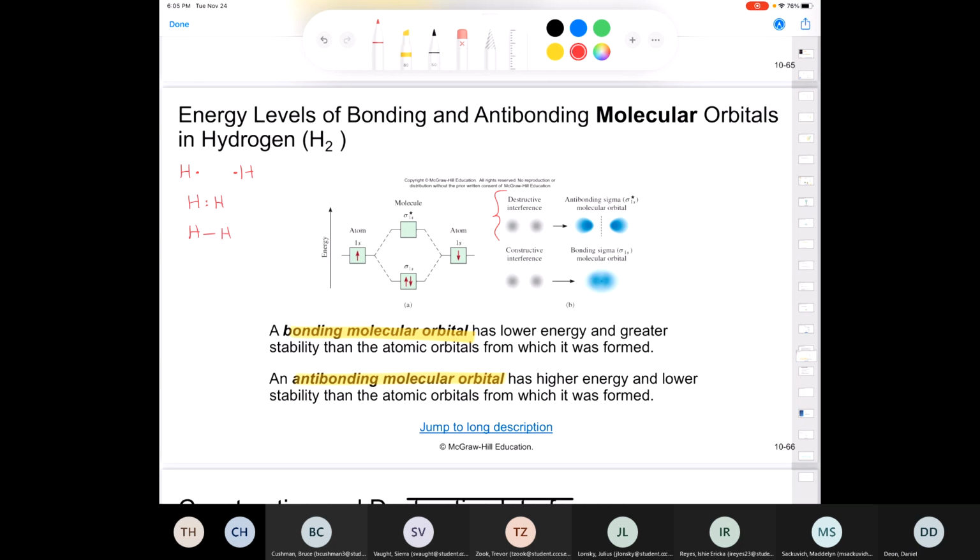So again, we're forming a sigma bond, right? But when we overlap the two atomic orbitals, we can form a bonding molecular orbital. So this is a bonding MO, more stable than either of the 1s. And then this would be an antibonding MO. Notice that the number of MOs is equal to the number of atomic orbitals. This is an atomic orbital, and this is an atomic orbital, right? They're both 1s orbitals. I have two 1s orbitals, and I have two molecular orbitals.